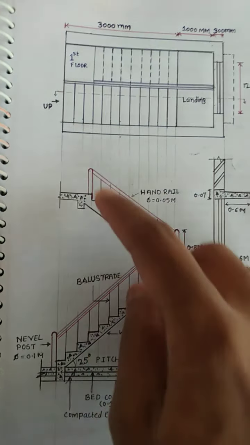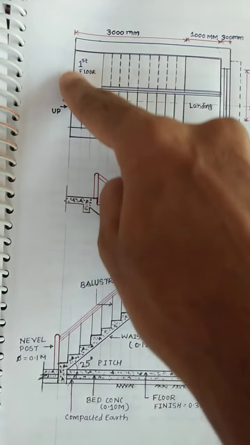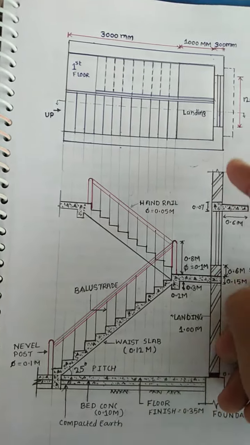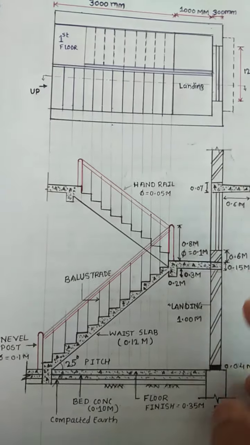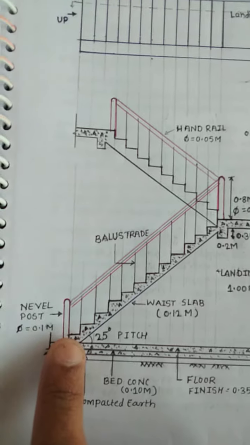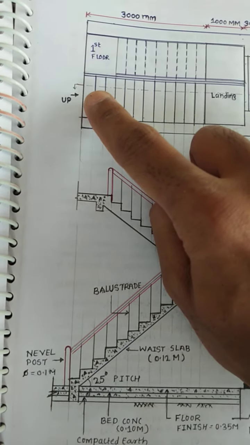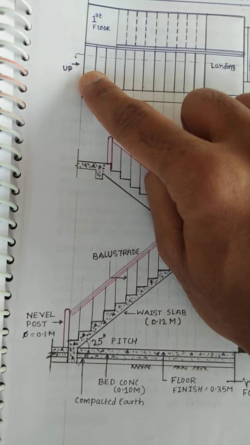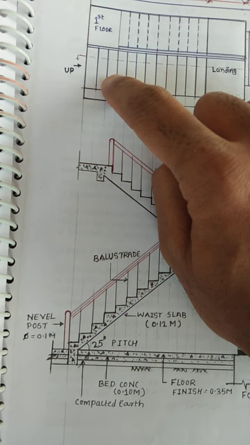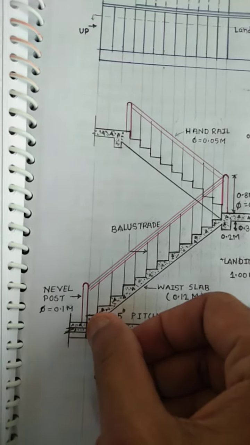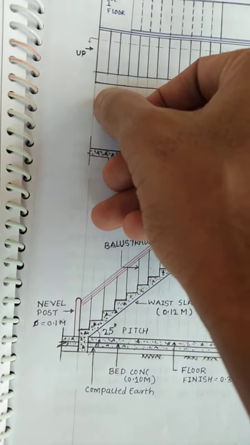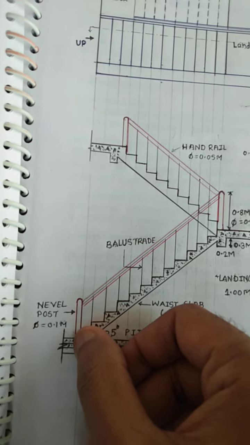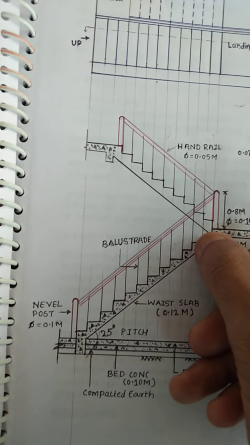So take a projection of this line, then these are the projections of the treads, all the treads, then the projection of the wall. So how to draw this part? You know that the first riser starts from this point. Then tread, then again riser, then tread, then again riser, then tread. So I have taken a projection of this part over here. After that, don't draw the riser and the tread directly.